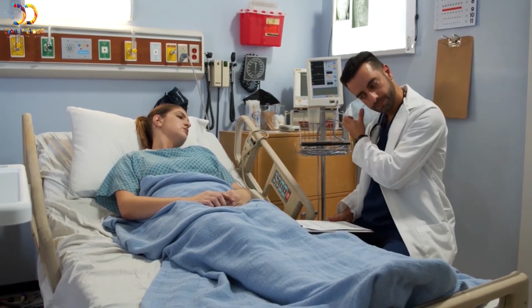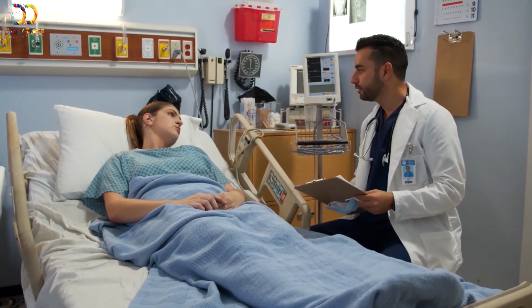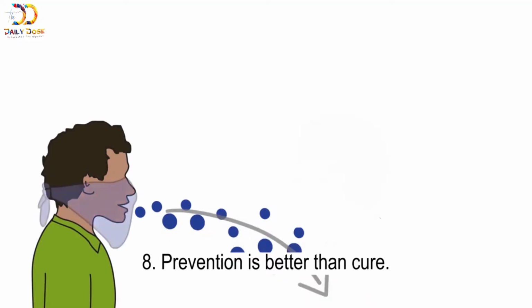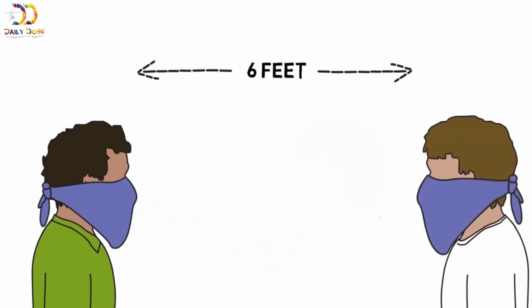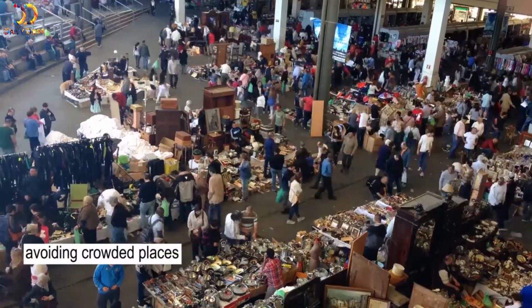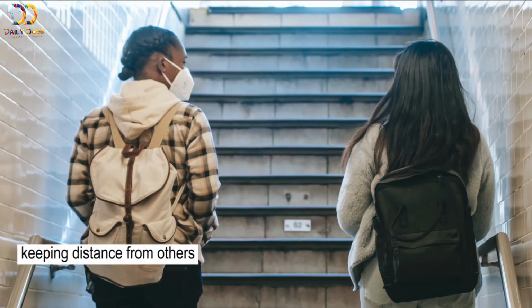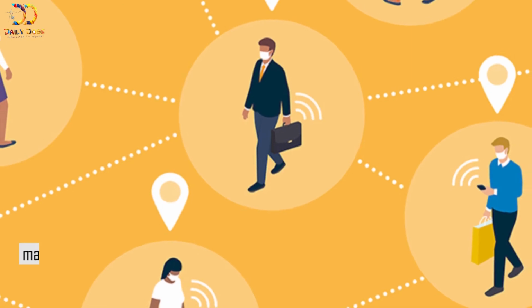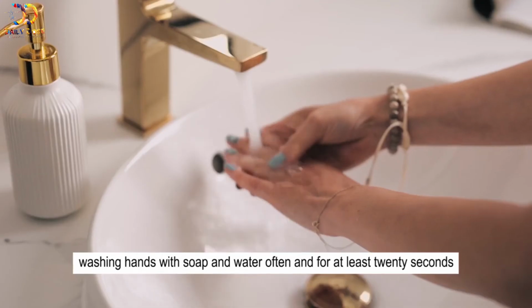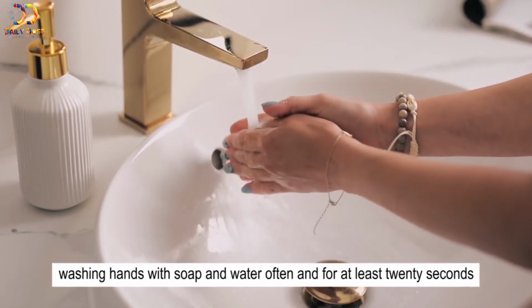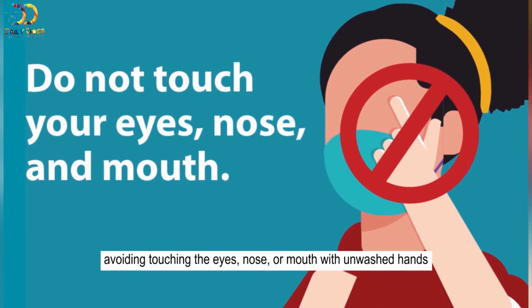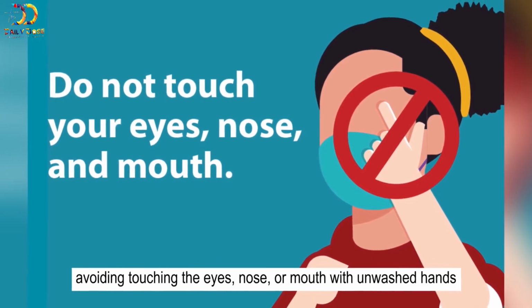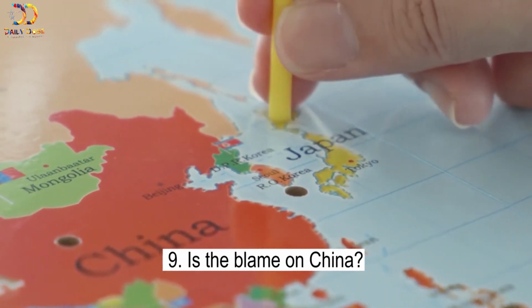Preventive measures are being taken, and life has adjusted itself to the chaos of the pandemic. Prevention is better than cure. Preventive measures to reduce the chances of infection include getting vaccinated, staying at home, wearing a mask in public, avoiding crowded places, keeping distance from others, ventilating indoor spaces, managing potential exposure durations, washing hands with soap and water often and for at least 20 seconds, practicing good respiratory hygiene, and avoiding touching the eyes, nose, or mouth with unwashed hands.